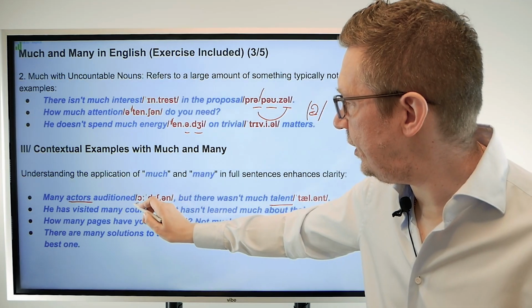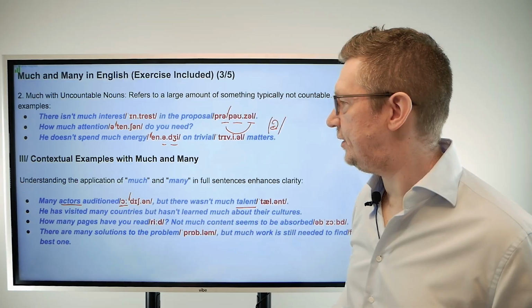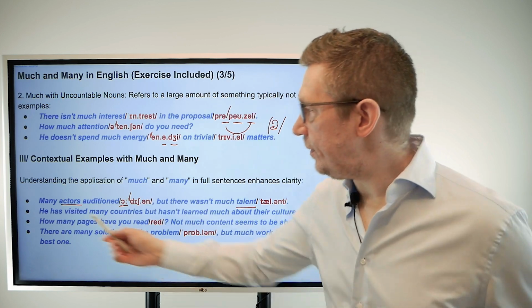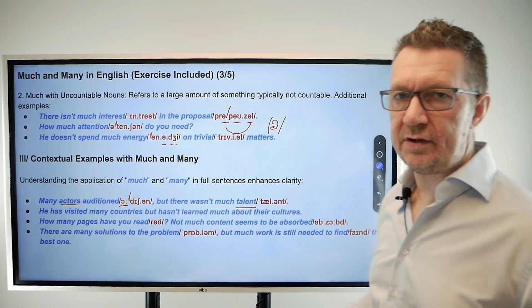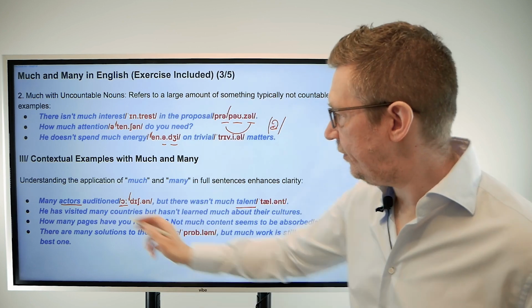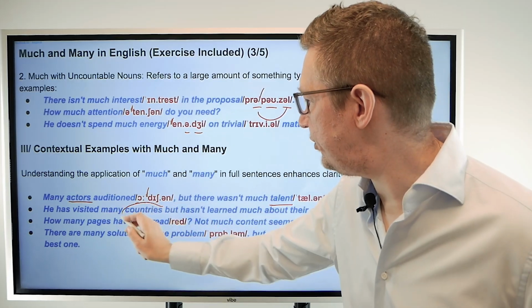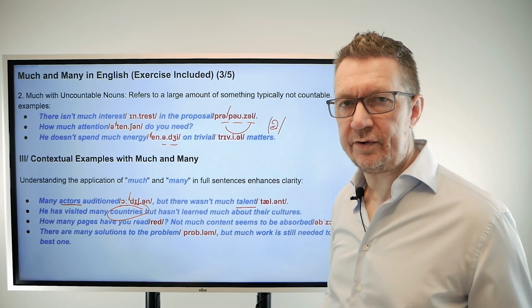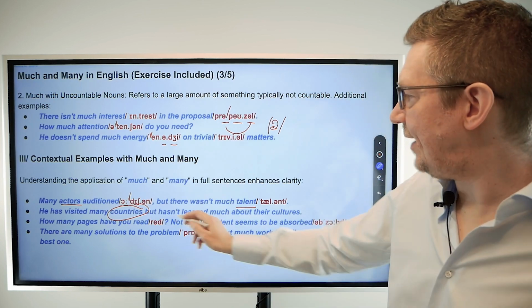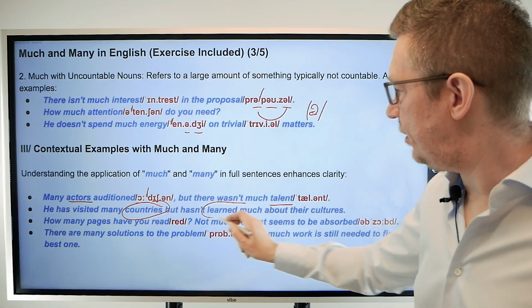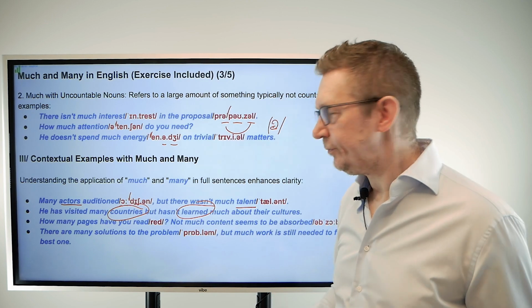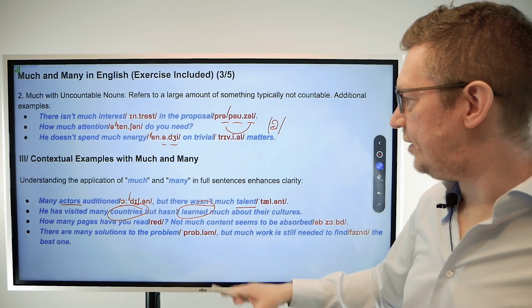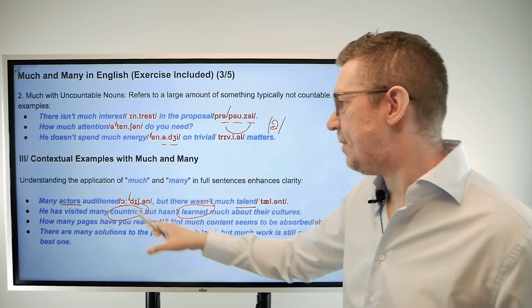Just have a look at this word, so audition, audition. Okay, next example. He has visited many countries, but hasn't learned much about their cultures. So, visited many countries. You can count many countries, of course, 1, 2, 3, and hasn't learned much. So, you can't count learning, all right? So, here we are. This is why we used it. Learned much, he has visited many.